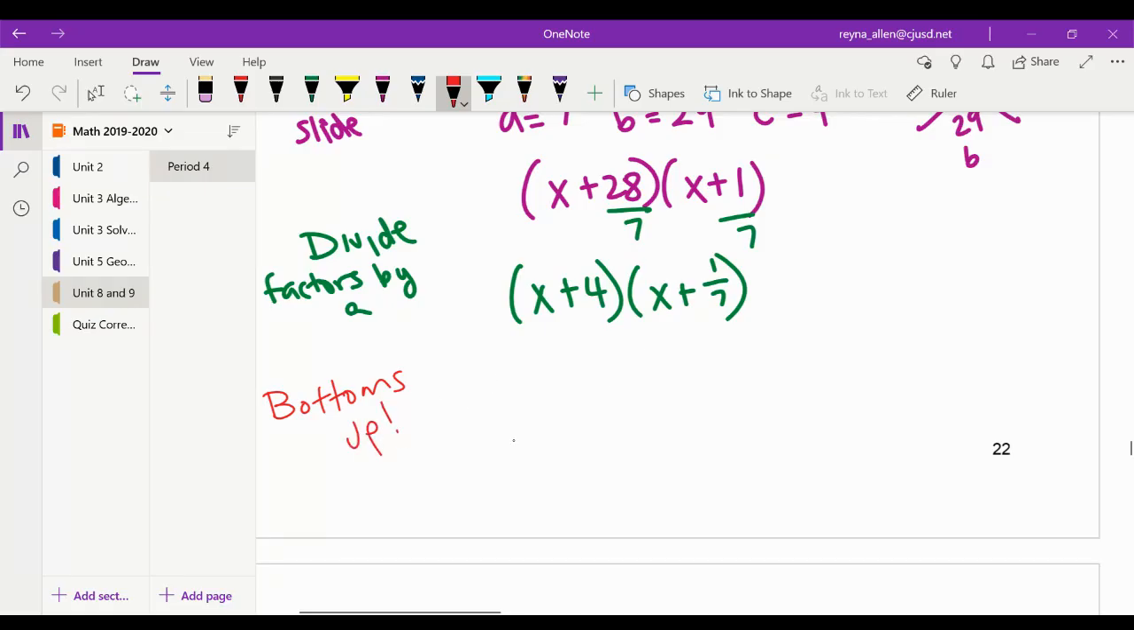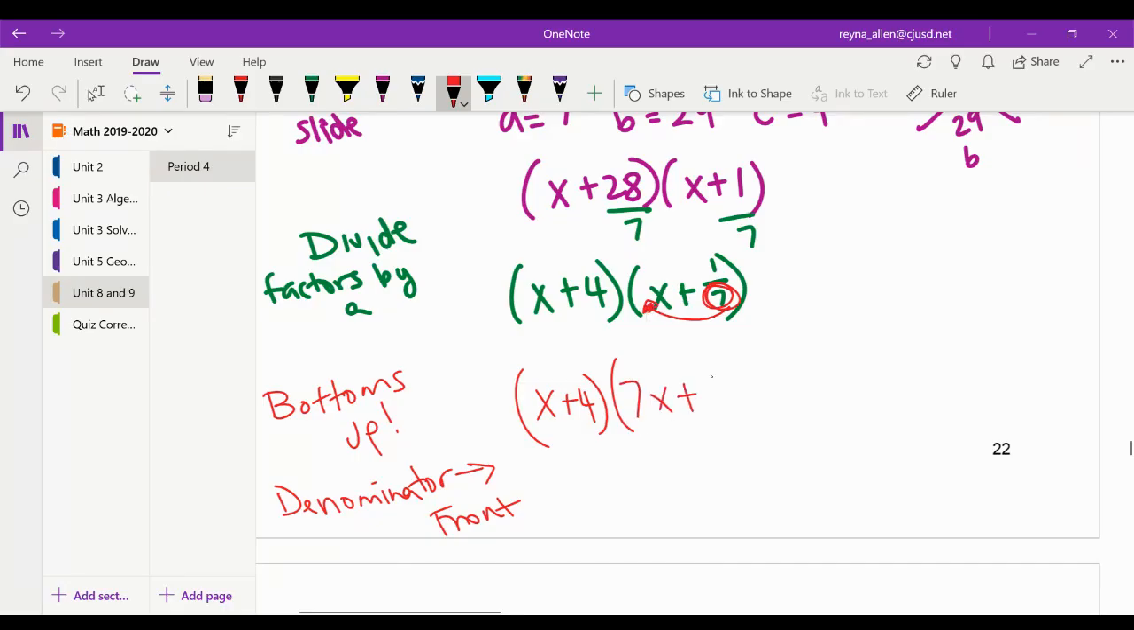So what that means, anything in the bottom or anything in the denominator, you move to the front. And it's the front of that factor. So the first one will stay the same. That one's all good. But we have to move this 7 in front of the x. So that becomes 7x plus 1. The 1 is, you got that from the numerator. So that just becomes your constant. And then that is your factored format.